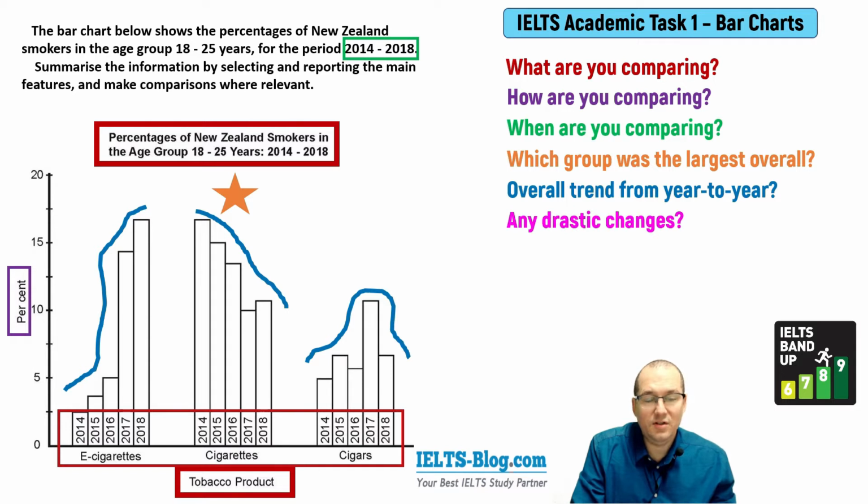Next, do you have any drastic changes? So I've just put little arrows from year to year. You can see that with e-cigarettes from 2016 to 2017, there's a large jump. Maybe you want to circle it or put a star, but again, make sure you mark something on your paper. And then we go over to cigars, and there was a big jump in 2017 and then a big decline back in 2018. So again, all of this will help you get ready before you write.